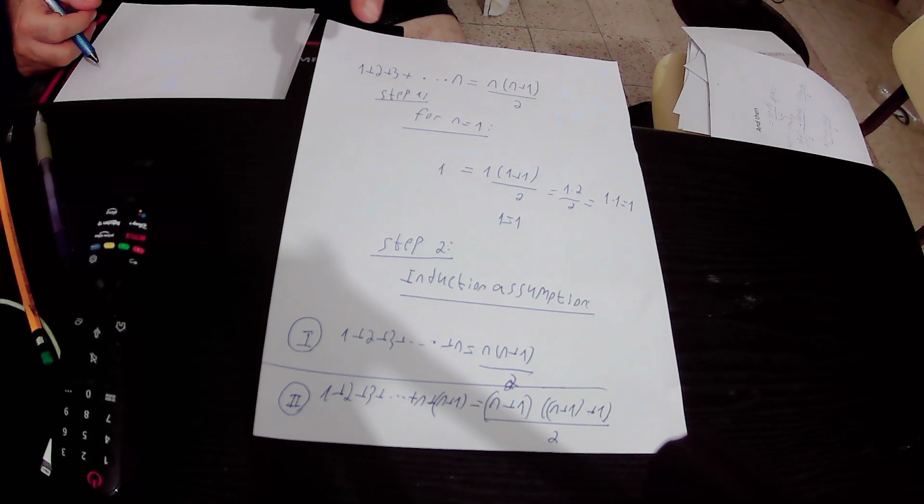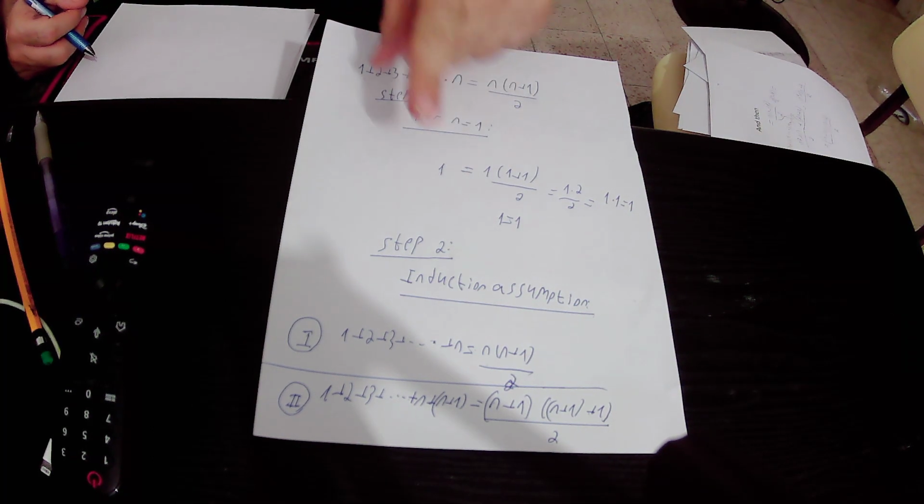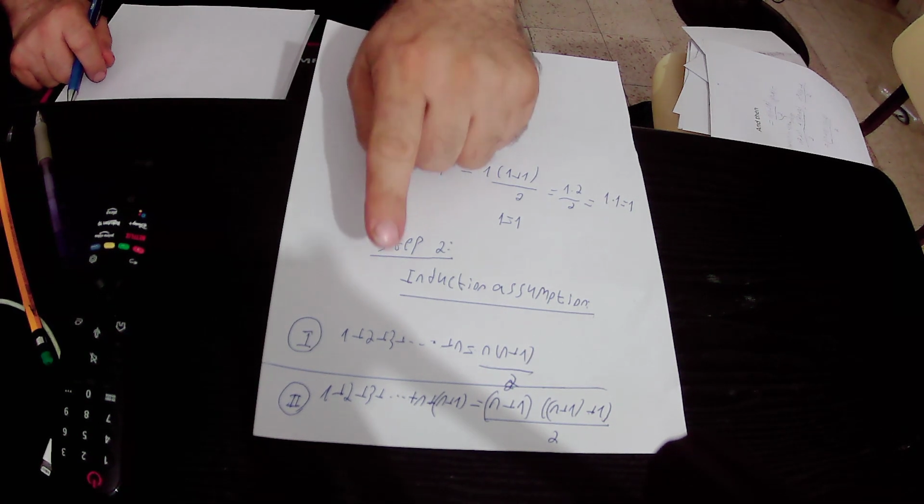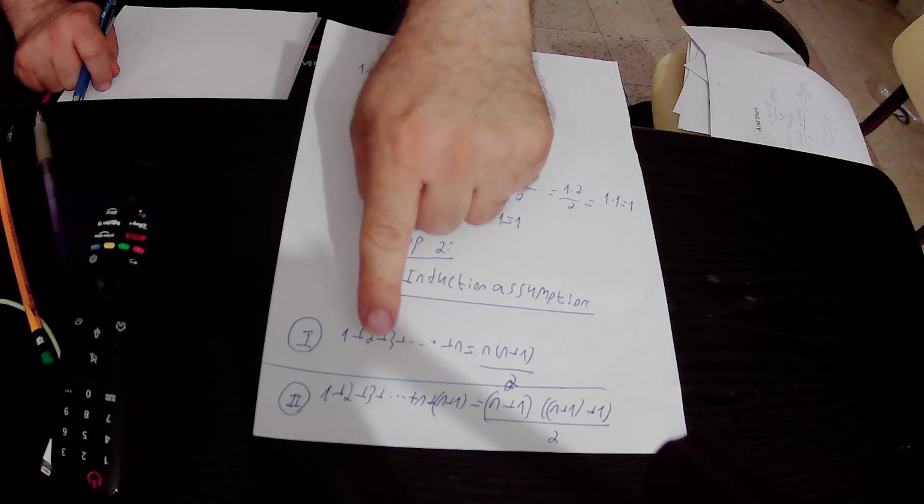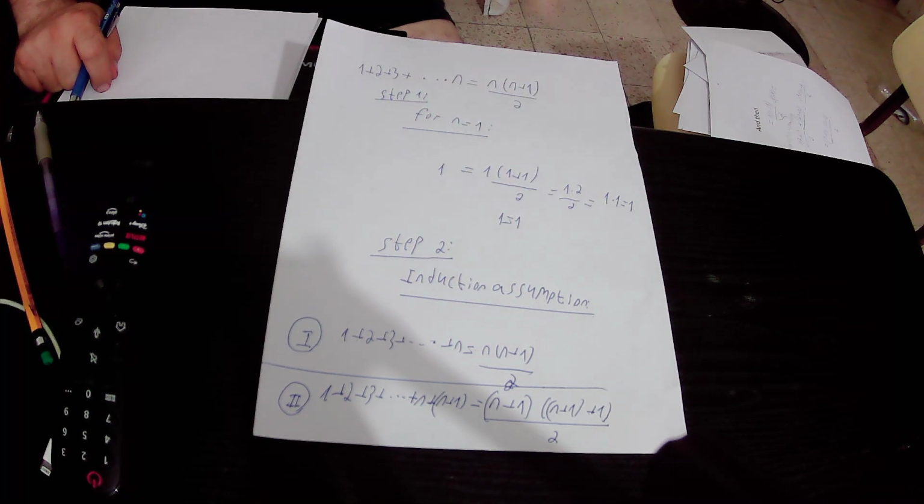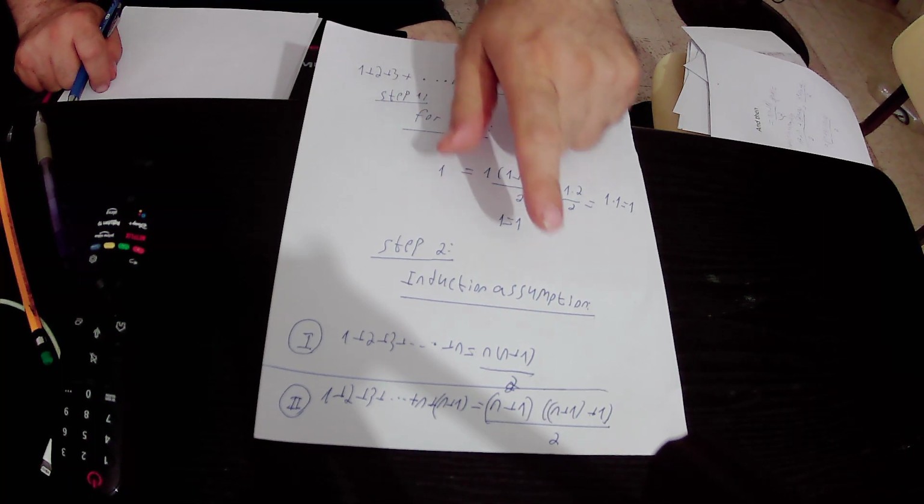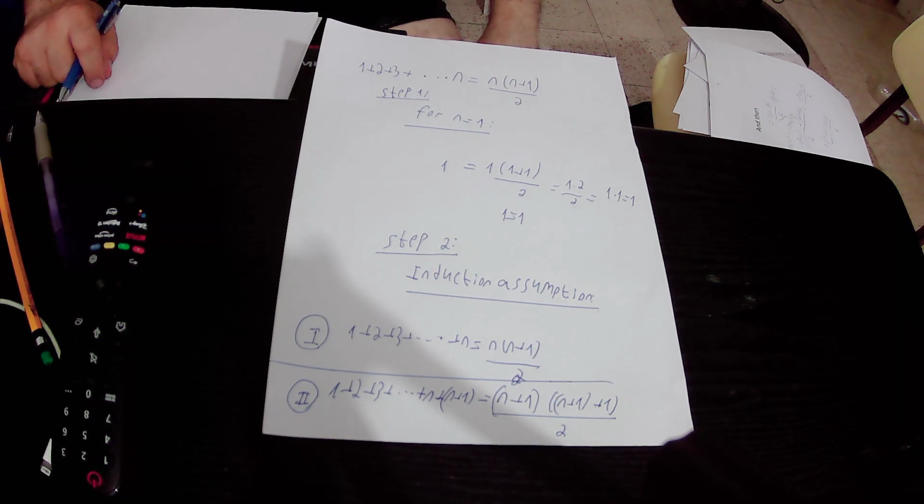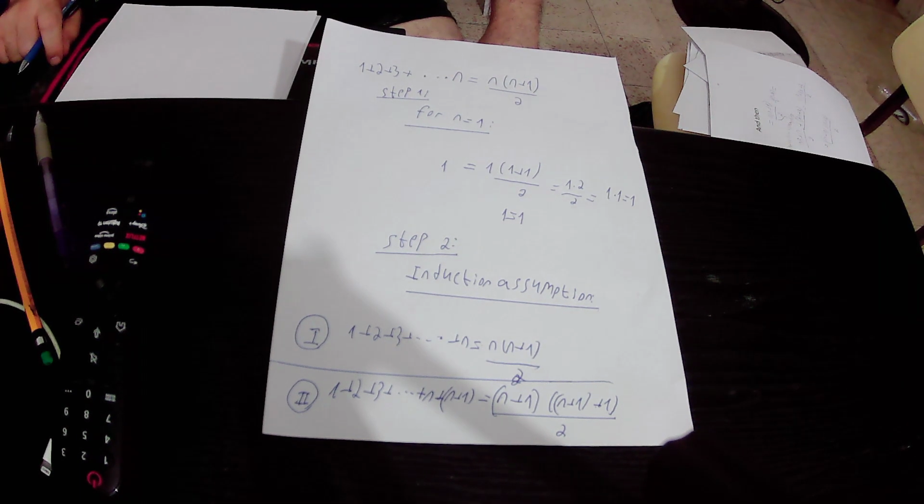So we assume that equation 1 is true, that is the claim for n, and we will prove the claim for n plus 1. So this is actually n plus 1 because it is 1 plus 2 plus 3 plus ... plus n plus 1 equals to n plus 1 times n plus 1 plus 1 all divided by 2. Okay, so we assume that the claim is correct for n and we will prove it for n plus 1.